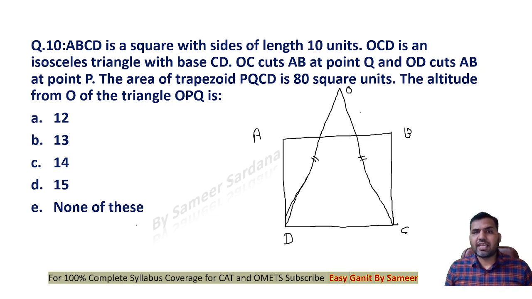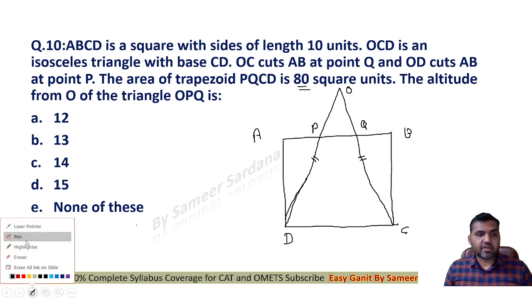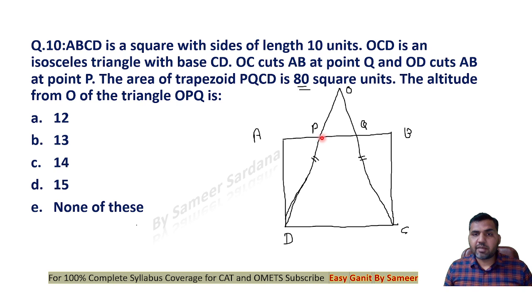OC cuts AB at point Q and OD cuts AB at point P. The area of the trapezoid PQCD is 80 square units. So the area of this trapezoid, right? This is a trapezoid, where the opposite sides, these are the two sides which are parallel. So this is a kind of trapezium that we have. The area of this figure is given to me as 80.